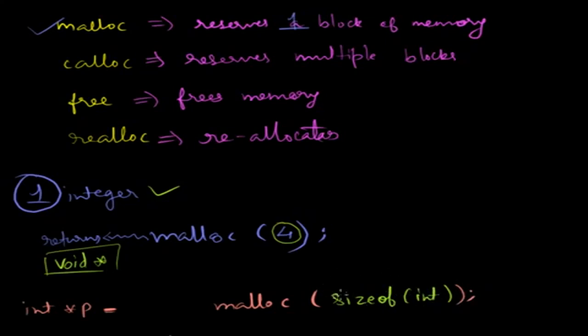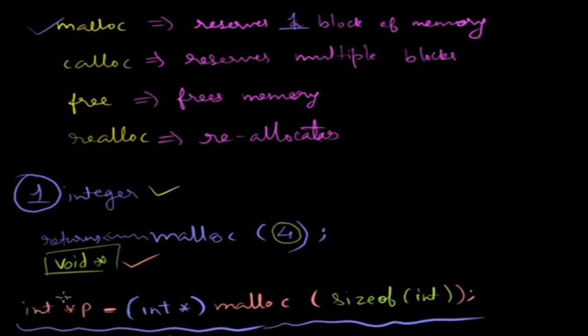Now malloc returns a void star, but we want an int star. So what we do is we typecast. Remember typecasting we did in one lecture. You can also typecast pointers. So void star is typecasted to an integer pointer. How you would do it is just write int star inside brackets. So this is how you allocate memory for one integer, and you can access this using star p. Star p equals 5. So this 5 gets stored in the memory allocated by malloc.